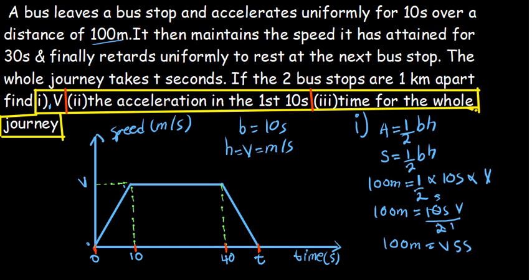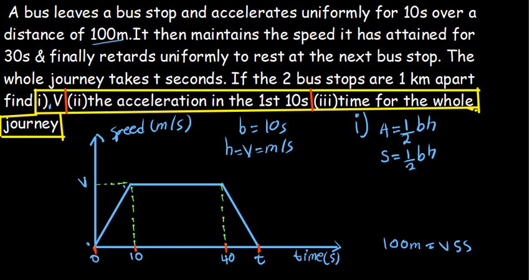I'll have to rub the top part so that I can answer the first question on this part. I hope it's clear there. In case it's not clear, you can take the video a few seconds behind. So here we have 100 meters equals v times 5 seconds.